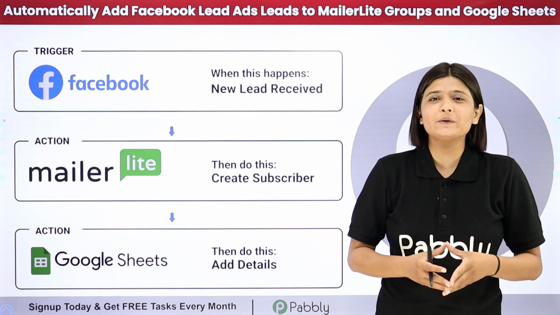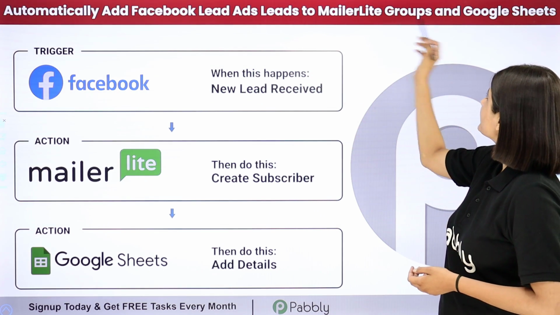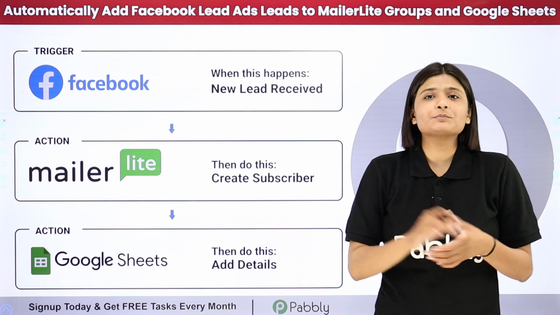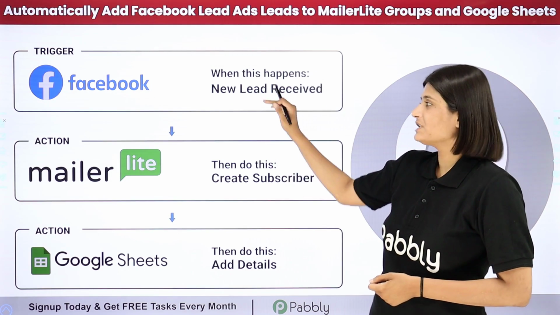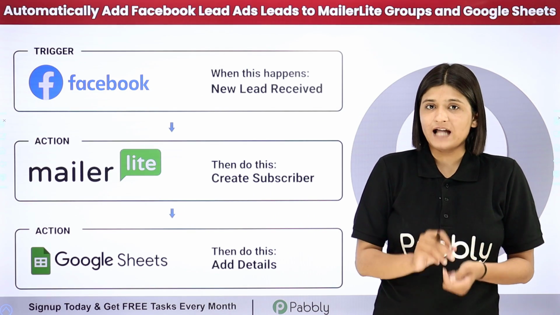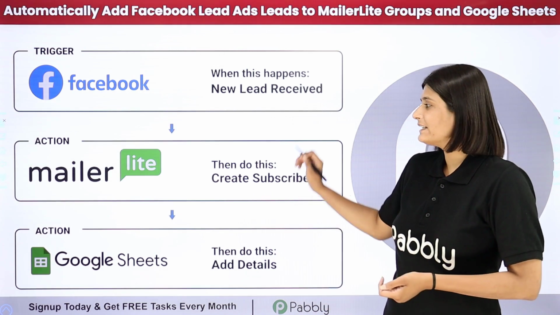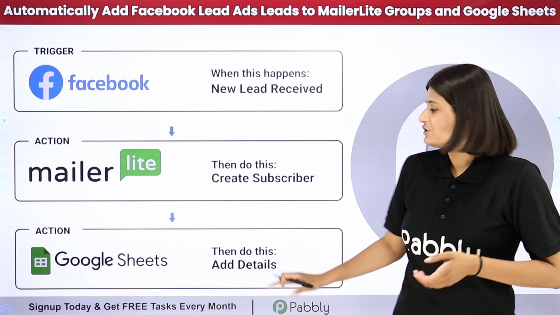So in this video we are going to learn how to automatically add Facebook lead ads leads to MailerLite groups and Google Sheets. So let's suppose I'm running a digital marketing agency and promoting this with the help of Facebook lead ads. Now I want whenever I receive a new lead through Facebook lead ads, it should be automatically created as a subscriber in MailerLite in groups and then added in Google Sheets.